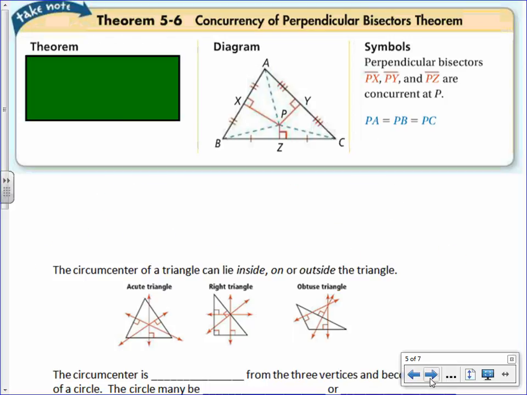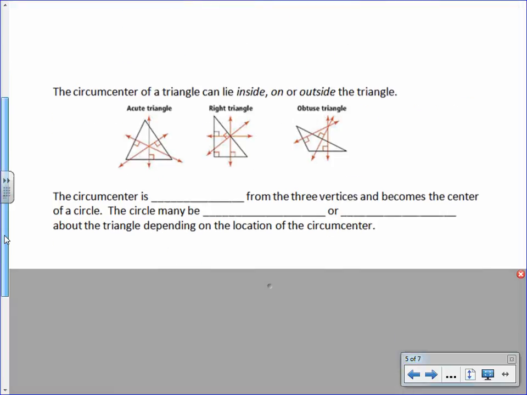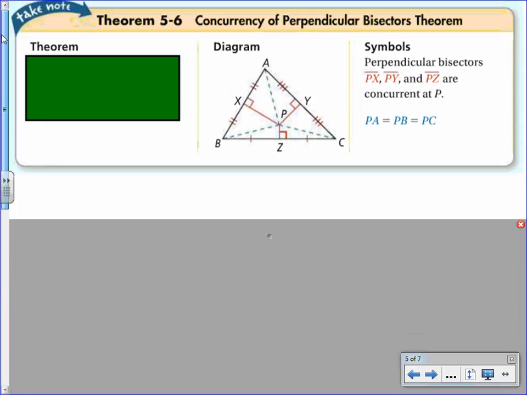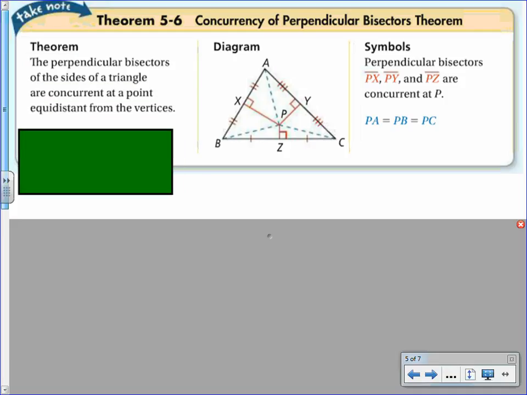So let's start us off with Theorem 5.6, and I'm going to pull this up so we have this out of the way. But add this to your theorem sheet, and just know that Theorem 5.6 is called the concurrency of perpendicular bisectors theorem. All right, so this theorem reads: the perpendicular bisectors of the sides of a triangle are concurrent at a point equidistant from the vertices.